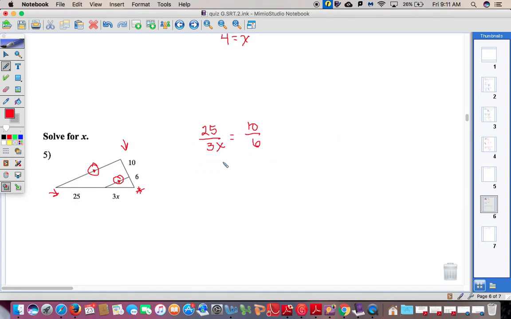And if we set it up in this manner and we cross multiply, we'll get 25 times 6 is 150, and that equals 3x times 10, which is 30x. And then divide both sides by 30, and you get x equals 5.